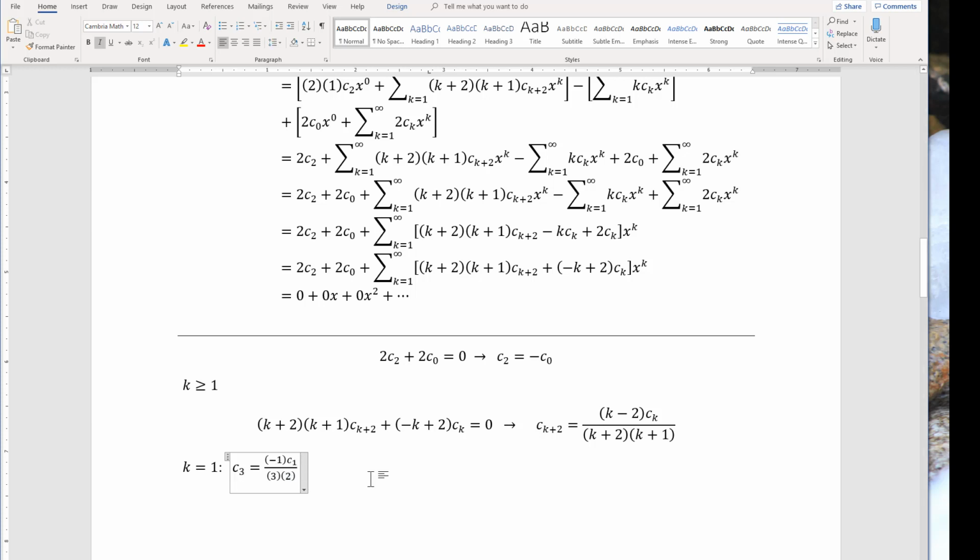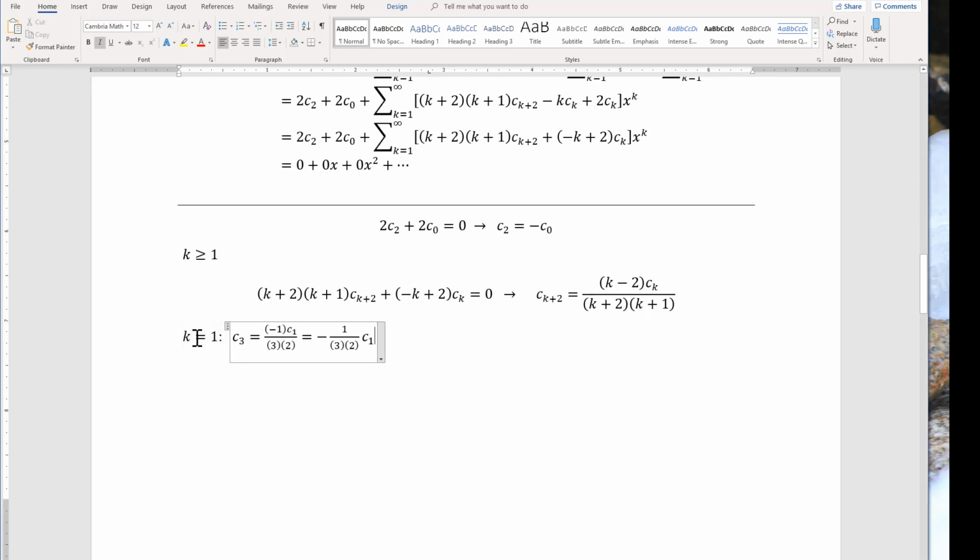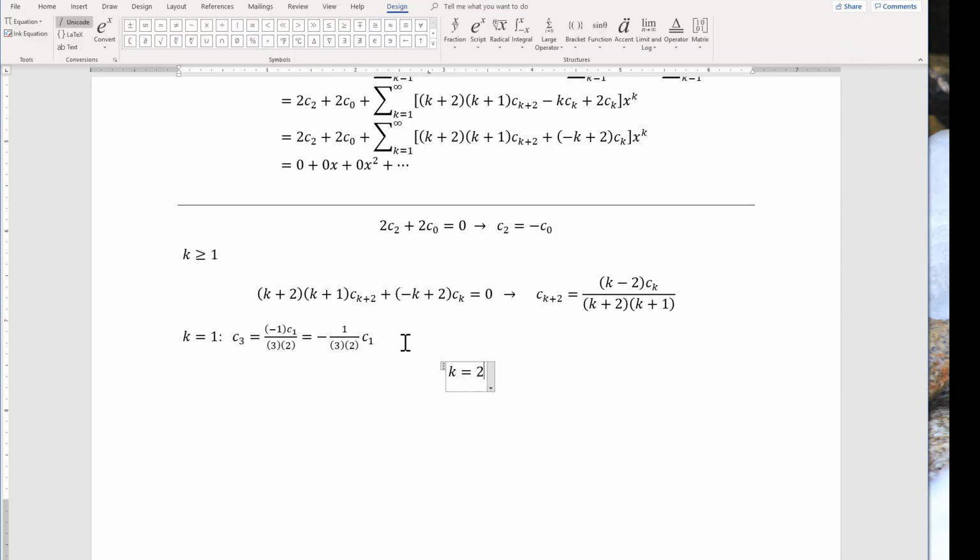We can write it a little bit better. I've got a minus 1 divided by 3 times 2. I know that that's equal to 6, but we'll hold on to that until we see some sort of pattern. And this is c sub 1. All right, so that's what happens when k is equal to 1. So what happens when k equals 2?